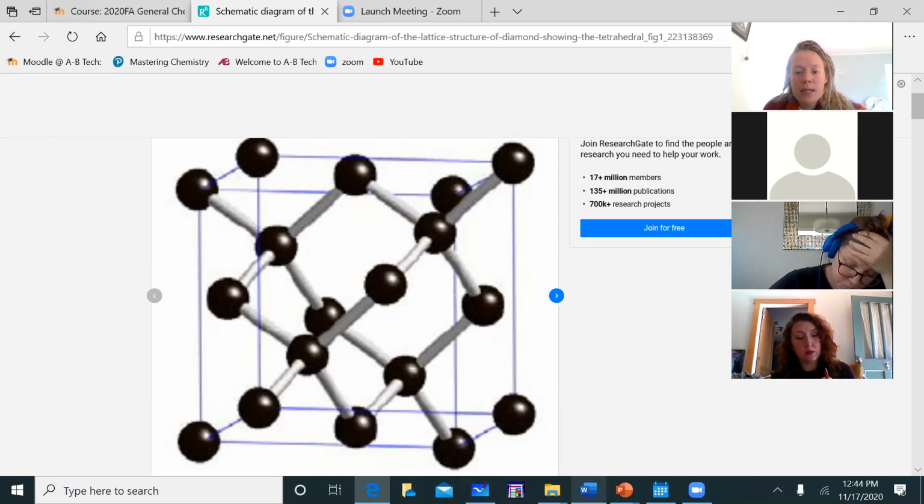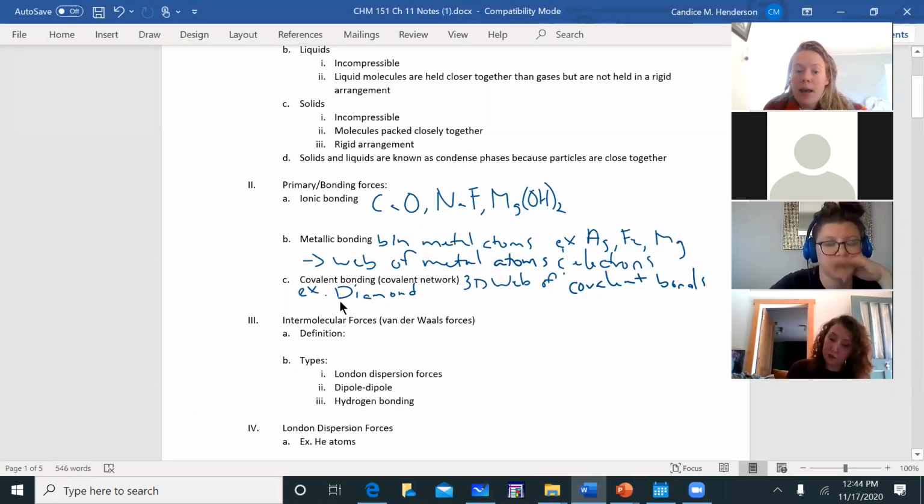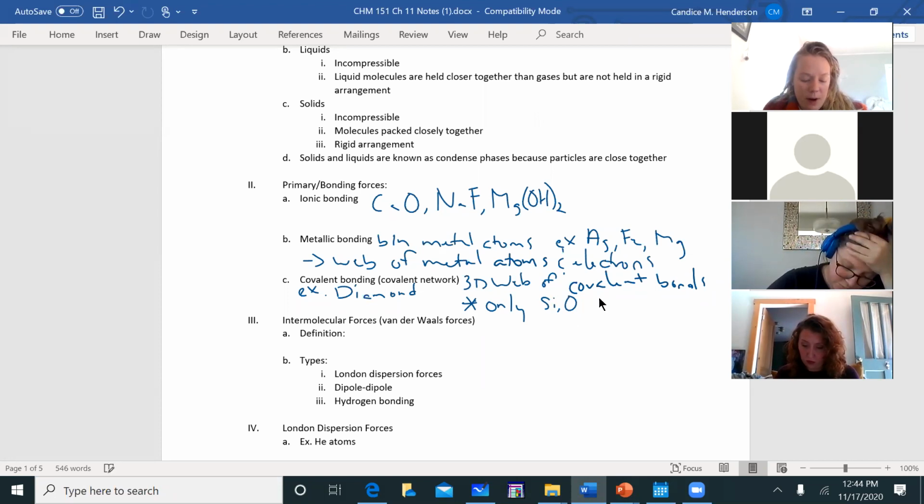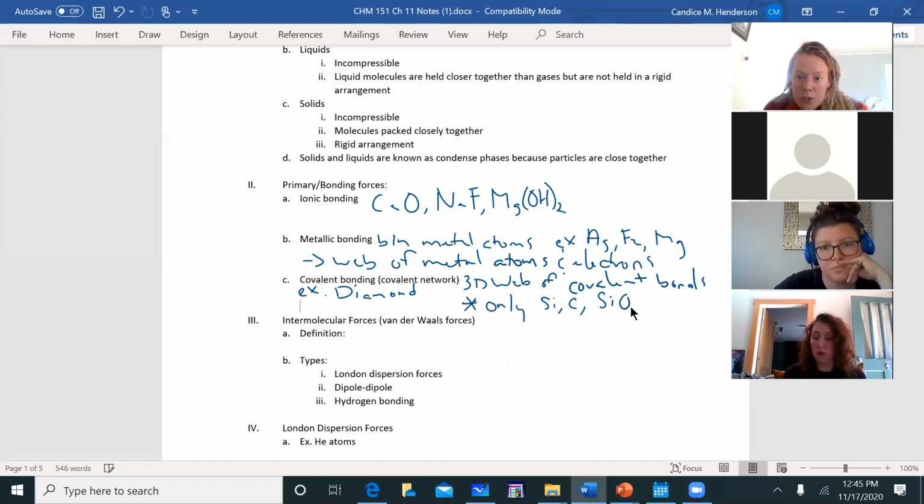So what tends to form this interconnected covalent bonding are materials that contain only silicon and carbon. Sometimes they have other things stuck in them. So like SiO2, which is silicon dioxide, a very strong material. But we get this three-dimensional webbing of silicon to silicon or carbon to carbon.